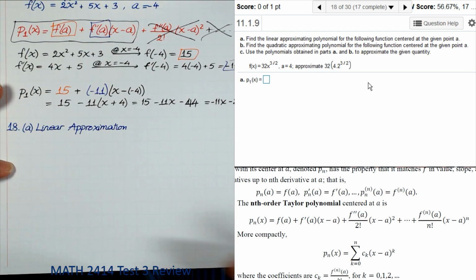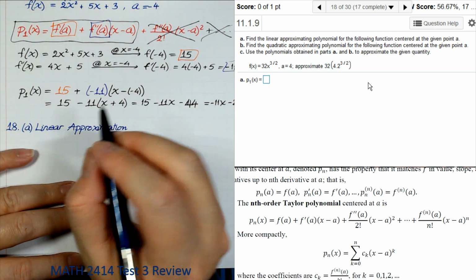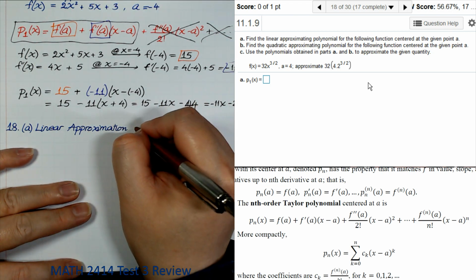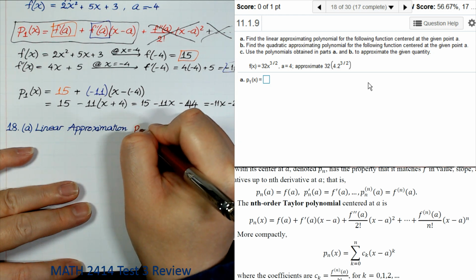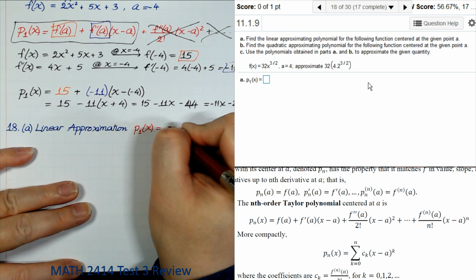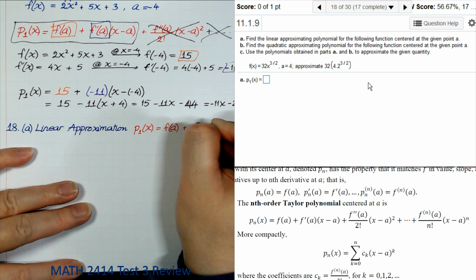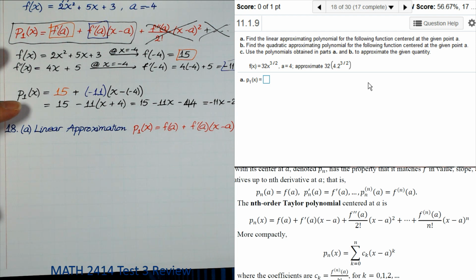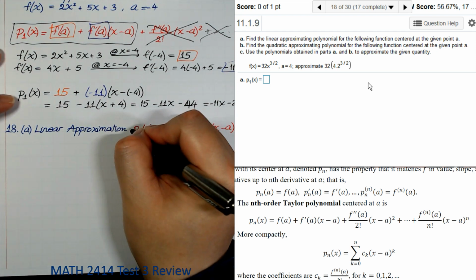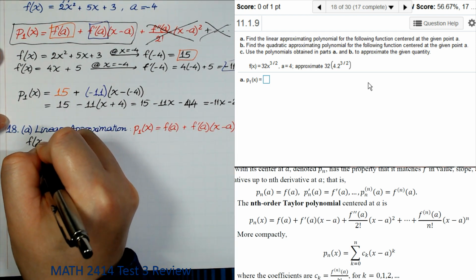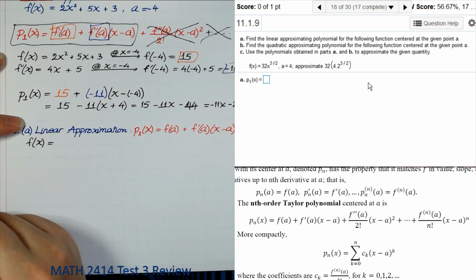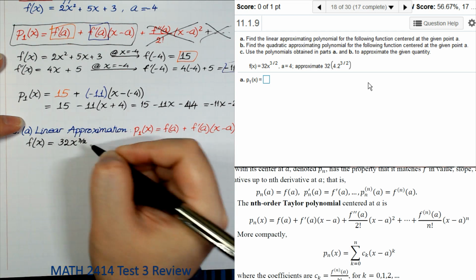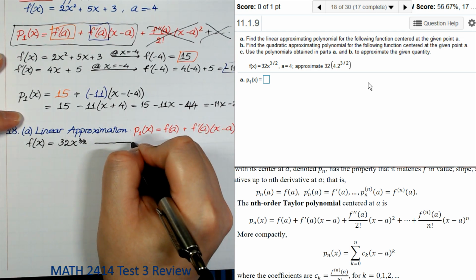We could do the table like we did with the Taylor series, but this is simple enough. We don't even need the table. Right, linear approximation P1(x) equals f of a plus f prime of a times (x minus a). So the function is 32x to the 3/2. Evaluate at 4.